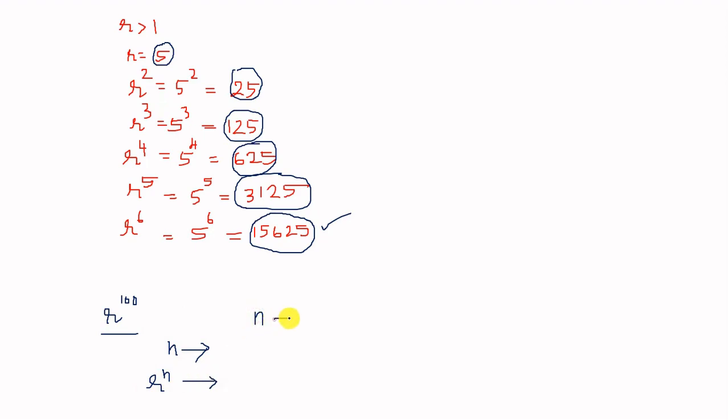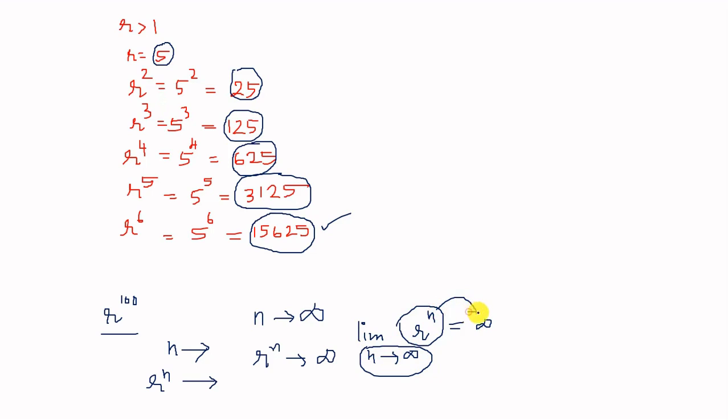If n tends to infinity, the value of r raised to n will tend to infinity. This fact, we write it as limit n tends to infinity r raised to n equal to infinity. This means that as n tends to infinity, the value of r raised to n will tend to infinity.